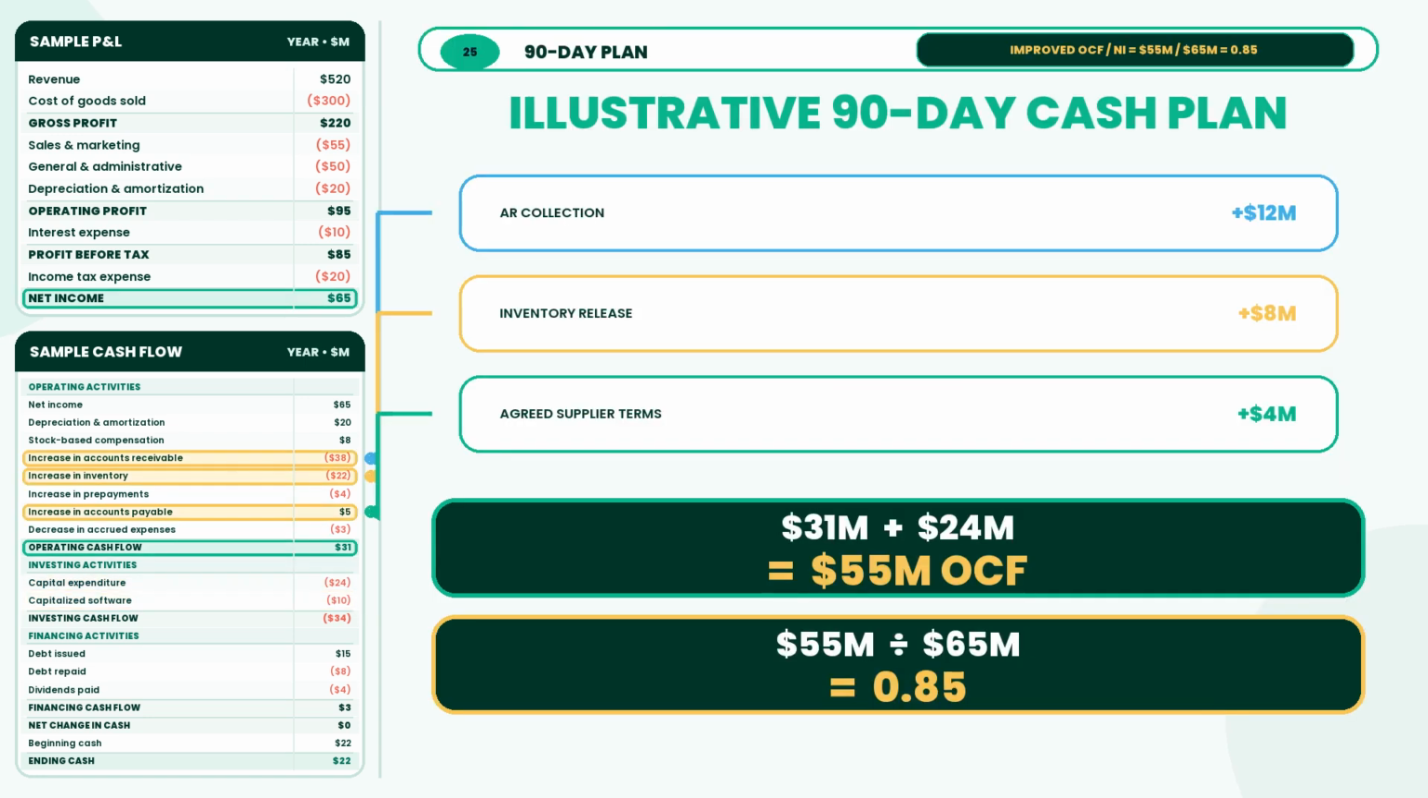An illustrative 90-day plan could recover 12 million from receivables, release 8 million from inventory, and gain 4 million through agreed supplier terms. Operating cash could move from 31 to 55. 55 divided by 65 equals 0.85. Better, but not finished.